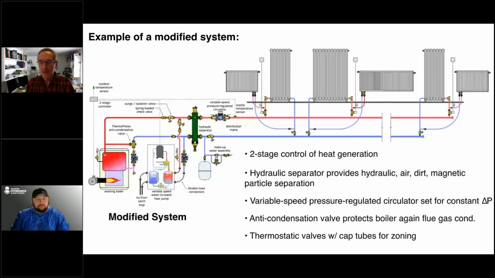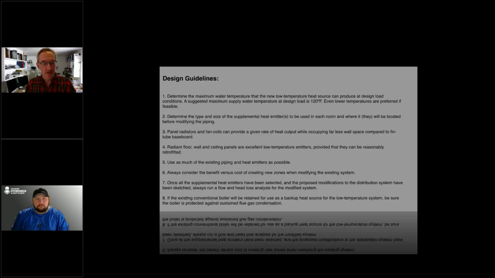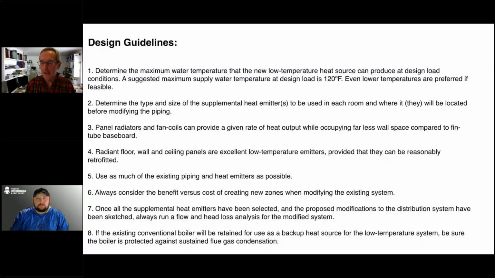You know, here's just three cast iron radiators and 3 panel rads that have been added to supplement or to boost the output because we're going to the low water temperature. So I think I'm going to skip that. That's just a summary. You can see that on the PDF of the slides, just a summary of what we've talked about.